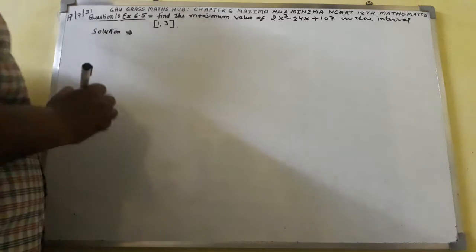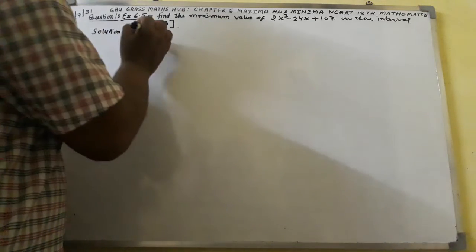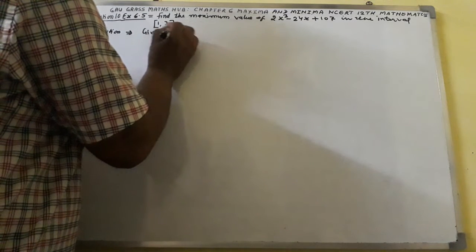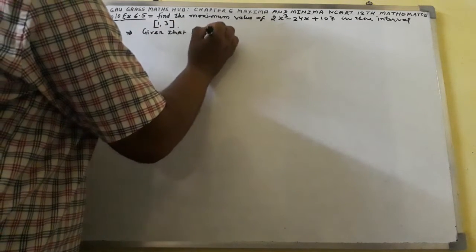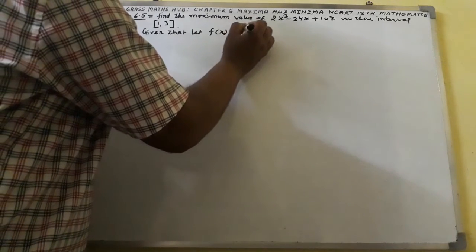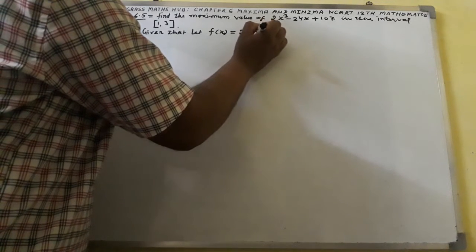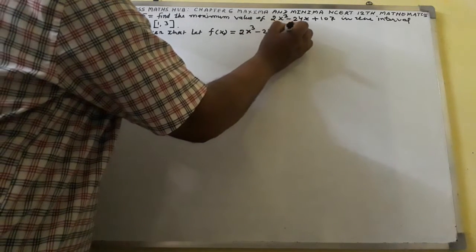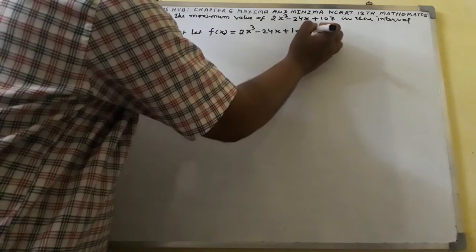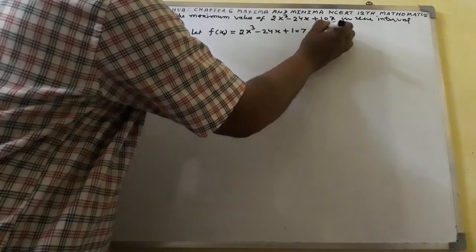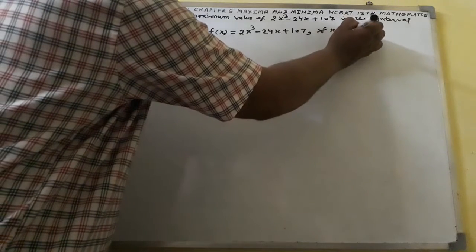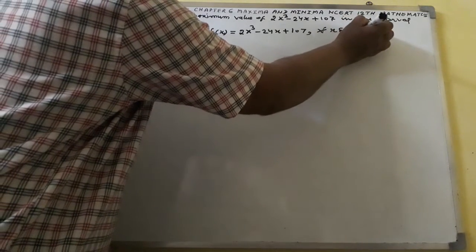Solution. Here I shall write, given that, let f of x equal to 2x cube minus 24x plus 107, for all x belonging to the closed interval [1, 3].